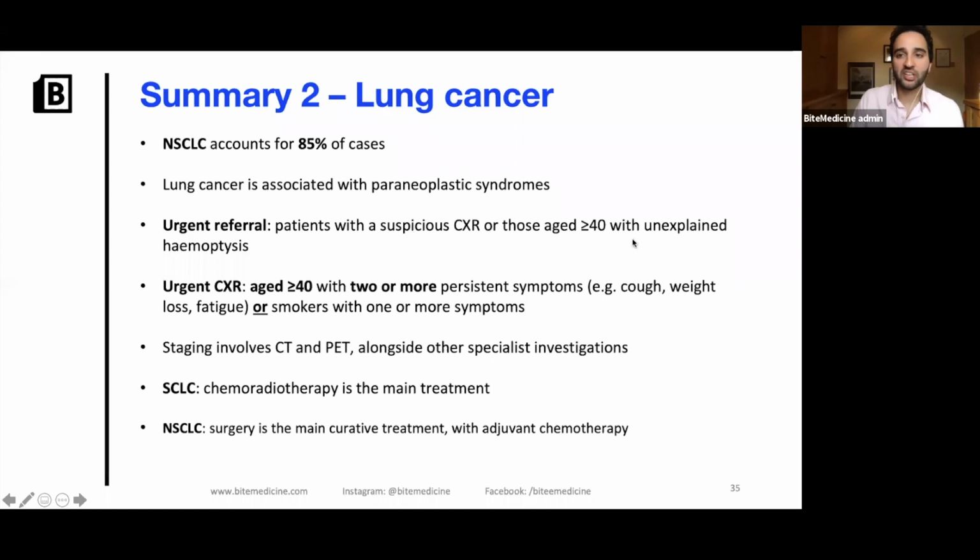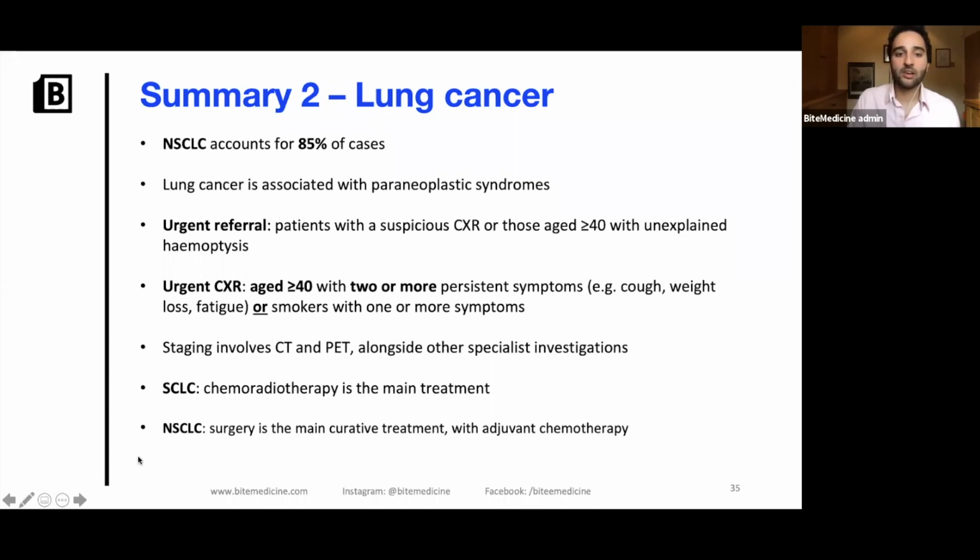So suspicious chest X-ray: equal to or above 40 years old with unexplained hemoptysis, or you do an urgent chest X-ray for this group of patients. So your threshold for doing a chest X-ray is lower in patients who have a smoking history. They only need one of those nasty symptoms that we discussed. Staging involves all those tests that we've discussed: CT, PET, maybe an EBUS, maybe percutaneous biopsy, for example.